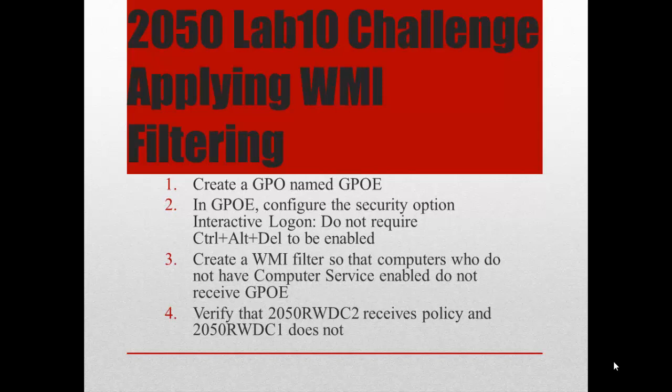We're going to be applying a WMI filtering today. First, we're going to create a GPO named GPOE. In GPOE, we're going to configure the security option Interactive Logon: Do not require Control-Alt-Delete to be enabled. Then we're going to create a WMI filter so that the computers who do not have computer service enabled do not receive the GPOE. Then we're going to verify that 2050 RWDC2 receives this policy while 2050 RWDC1 does not. So let's begin the challenge.